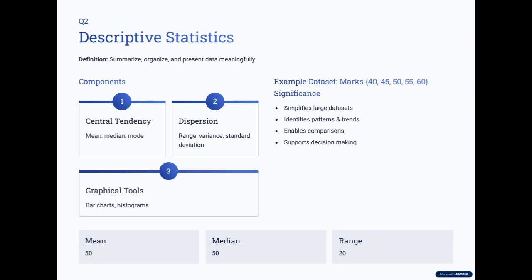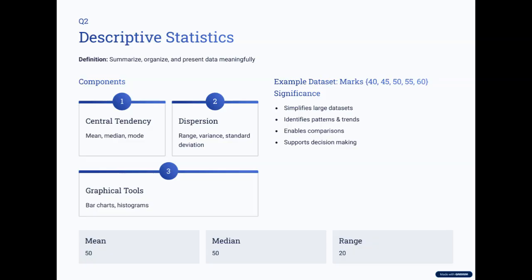Significance of descriptive statistics. Simplifies large datasets. Instead of 10,000 numbers, you say mean equals 72%. Identifies patterns and trends. You can see if most students passed or failed. Enables comparison: compare two classes, 2 years, or 2 products easily. Supports decision-making. A manager uses average sales and variation to decide on bonuses or training.